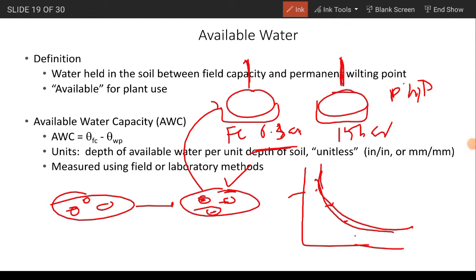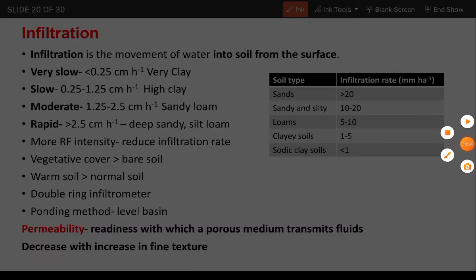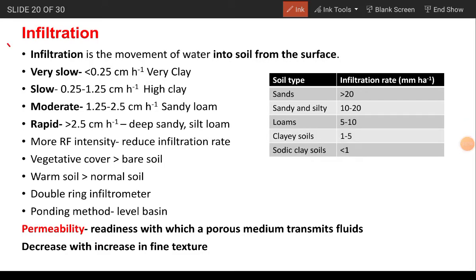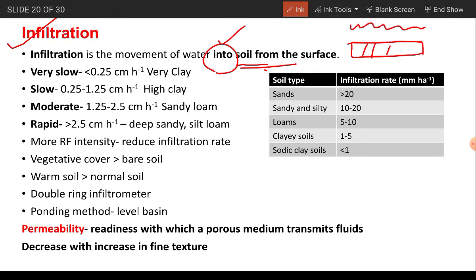The next one is infiltration. Infiltration is nothing but the movement of water into the soil. There are two systems: this is the soil system, and this is the atmosphere. When water moves from one system to another system, then it is called infiltration, is it not?